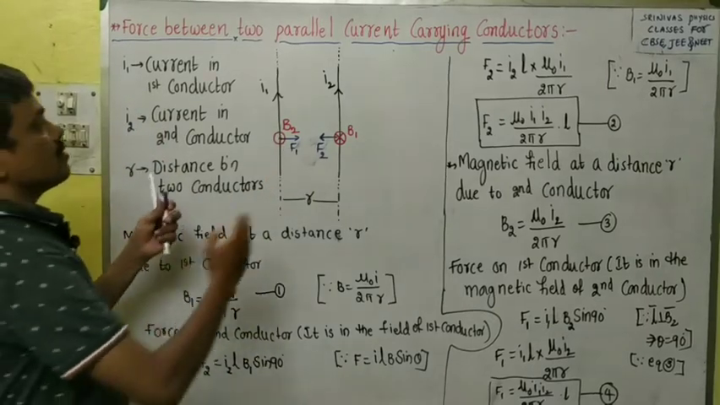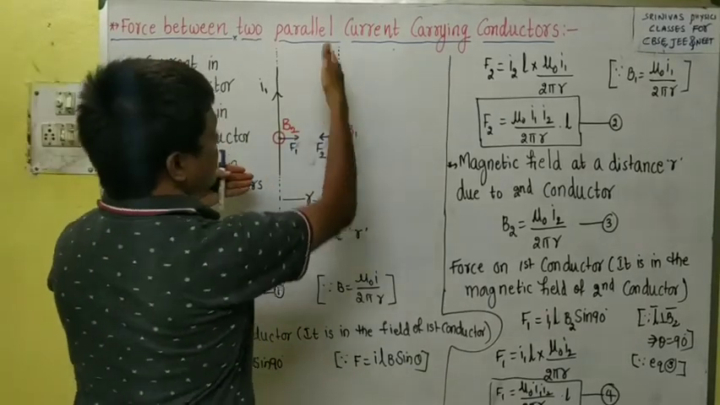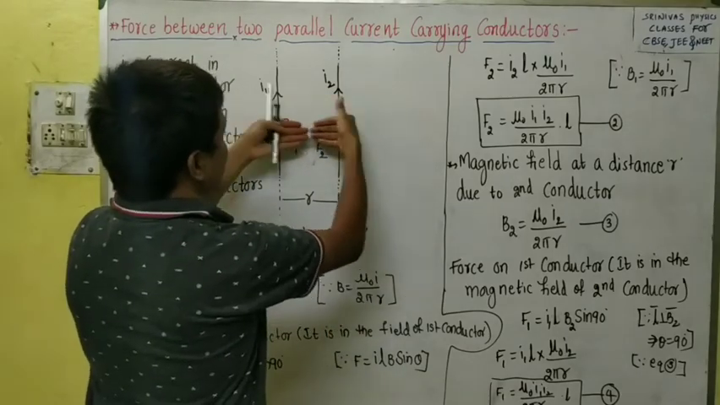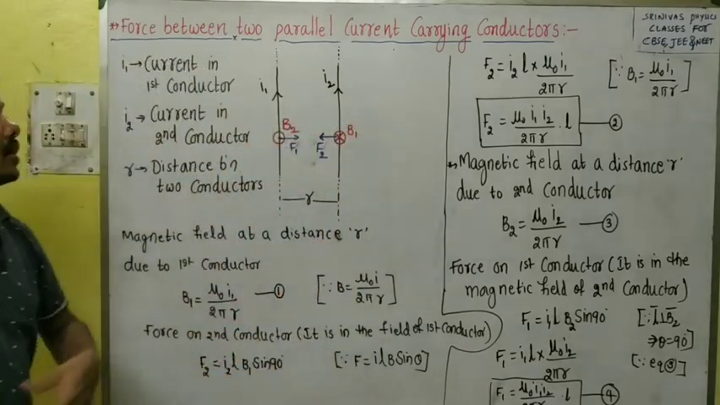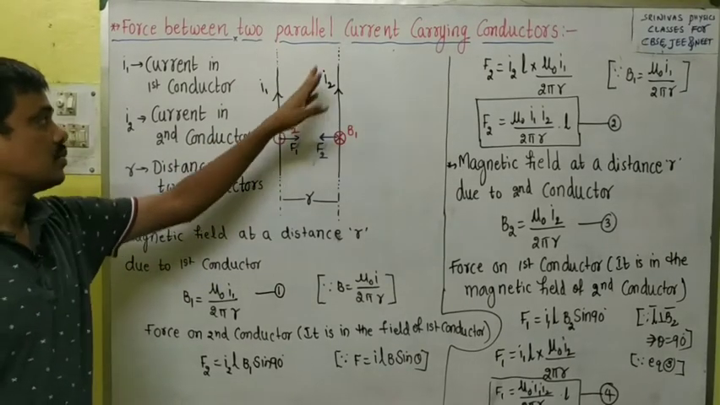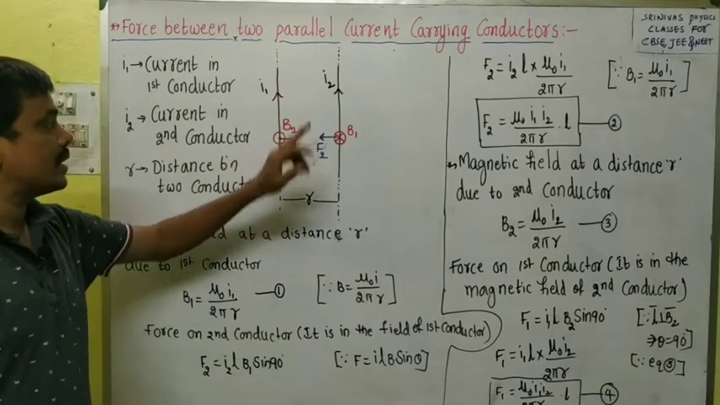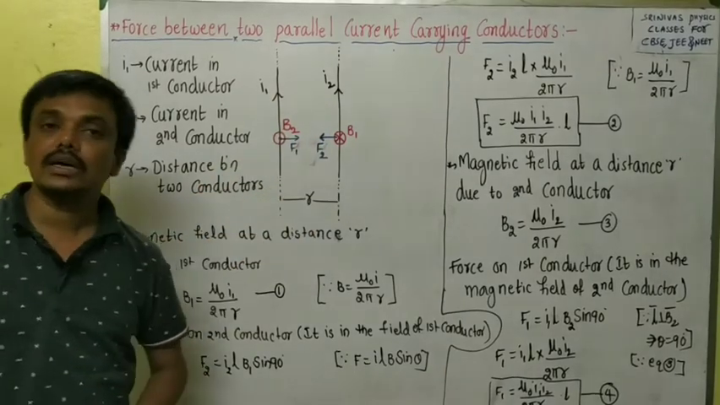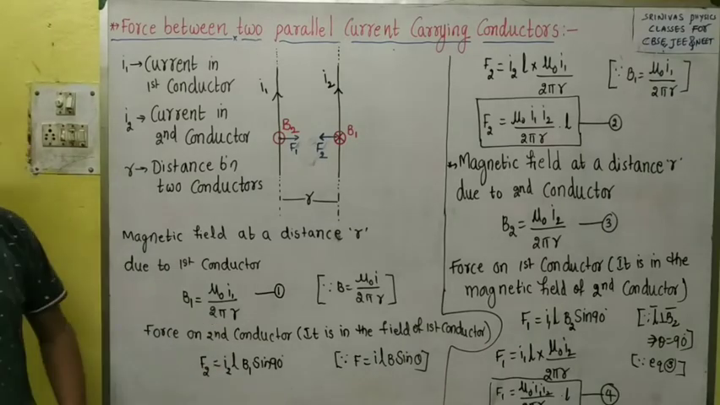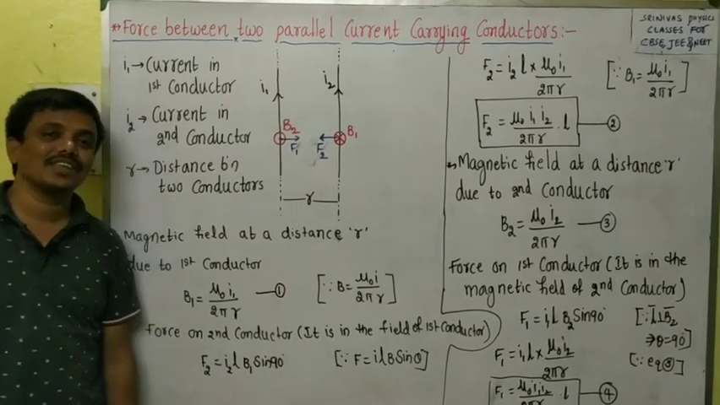Okay, that means force on the second wire is left side, force on the first wire is right side. That means these two wires will attract each other. If two wires are parallel to each other, carrying current in the same direction, then they attract each other. Let us continue. Now I am going to rub all these things, take the screenshot and note the notes.